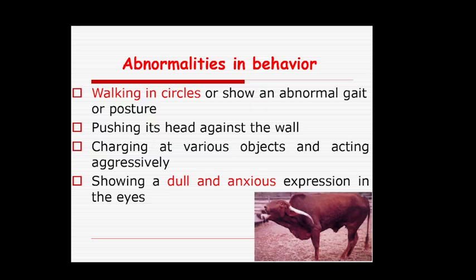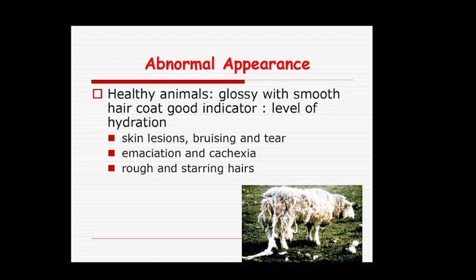Abnormalities in behavior: walking in circles, abnormal gait or posture, pushing its head against the wall, charging at various objects and acting aggressively, showing a dull and anxious expression in the eyes. Then the abnormal appearance. Healthy animals have a glossy, smooth hair coat, which is a good indicator. We must check the level of hydration.